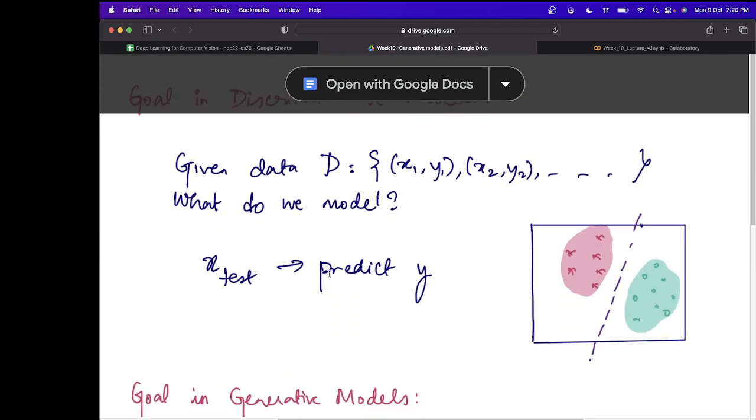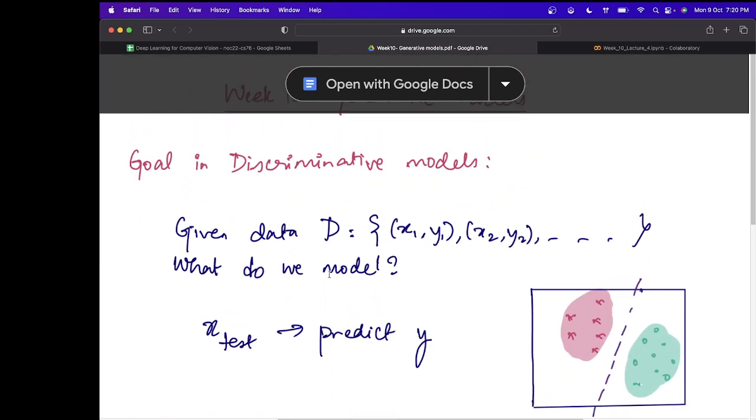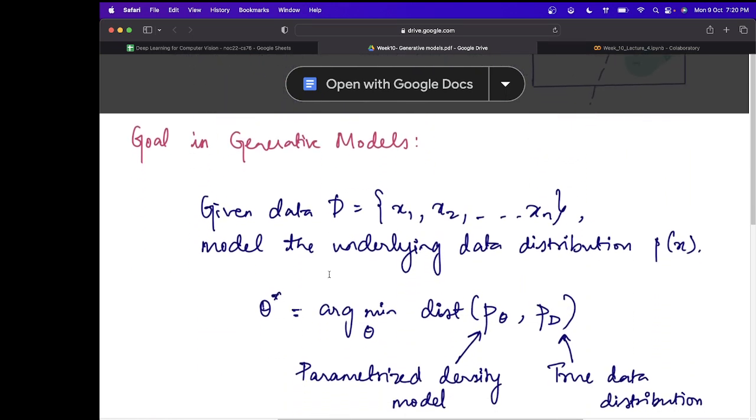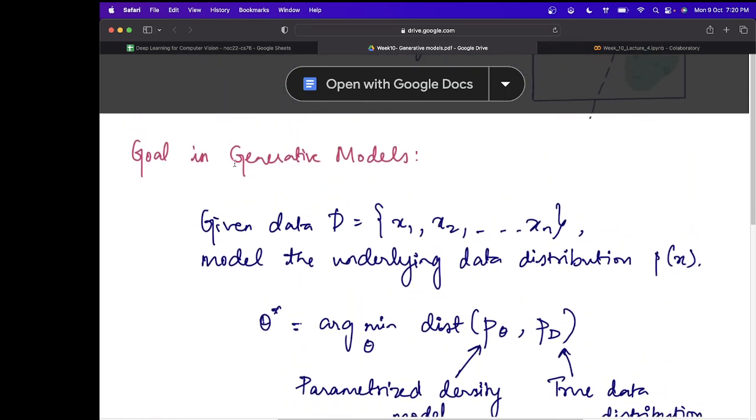So basically, to summarize, we have gone through what is discriminative modeling and what is generative modeling, just to give a background, because this week's section is on generative models.